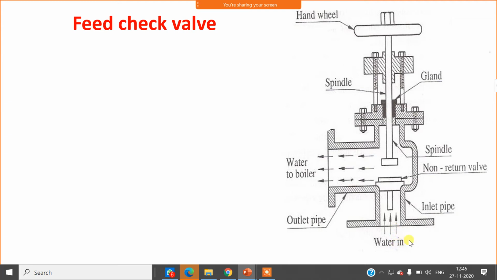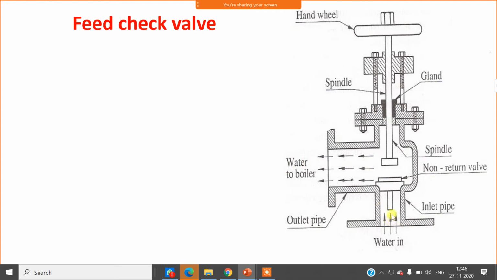Now the pump increases the pressure of water which is coming from the hot well when the feed check valve is open. When the feed check valve is open, the water is supplied to the boiler. The feed check valve supplies the water at higher pressure than the boiler pressure. If the pressure of water is less than the boiler pressure, in that case the feed check valve remains closed. The feed check valve opens only when the water pressure is greater than the boiler pressure.